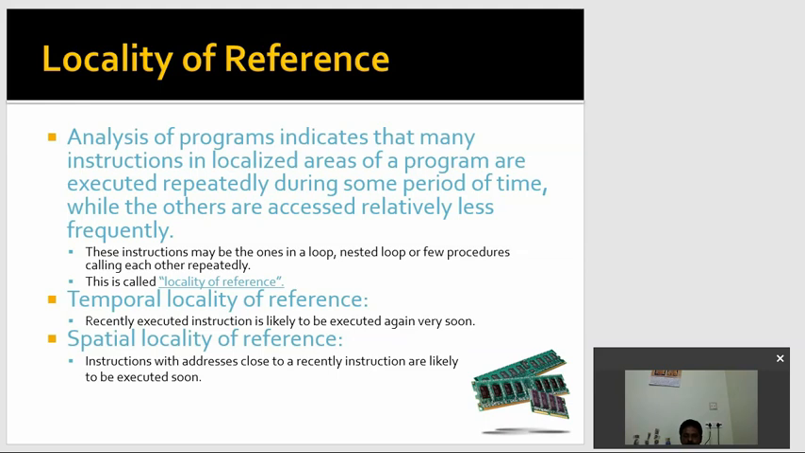Locality of reference is represented as temporal locality of reference and spatial locality of reference. Temporal locality of reference means a recently executed instruction is likely to be executed again very soon. Spatial locality of reference means instructions with addresses close to a recently executed instruction are likely to be executed soon.